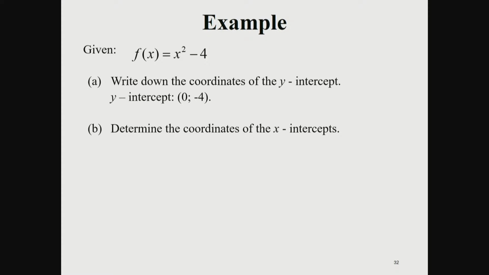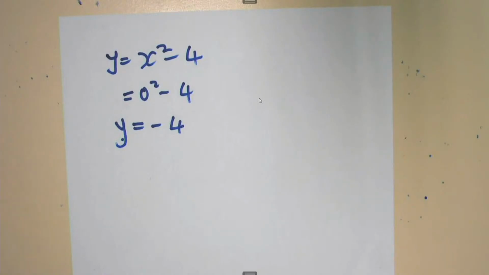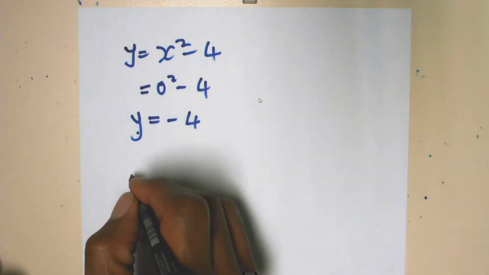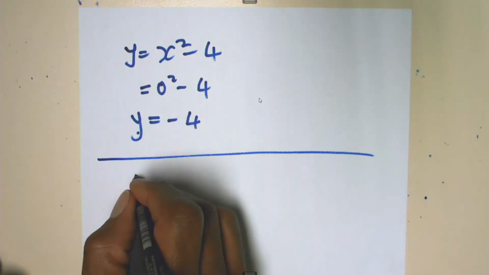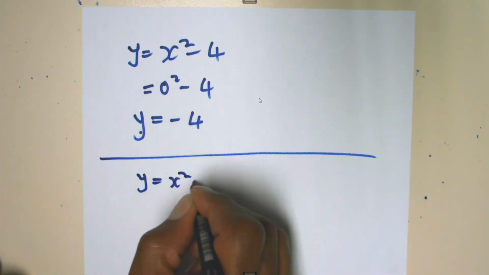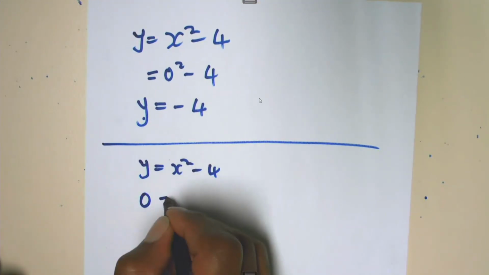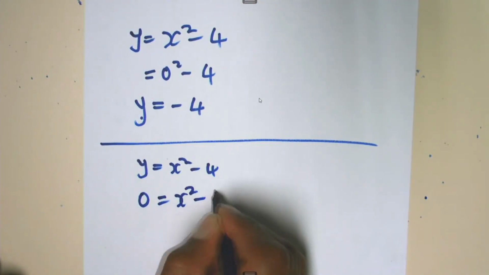What do you remember from the previous work that we did, especially on the linear? Yes, for the x-intercept, we said we let y to be 0. So what do you do now? We let y to be 0. So it means in this case, we are going to have what? We are going to have now y is equals to x squared minus 4. Then we let this one to be 0. So 0 is equals to x squared minus 4.